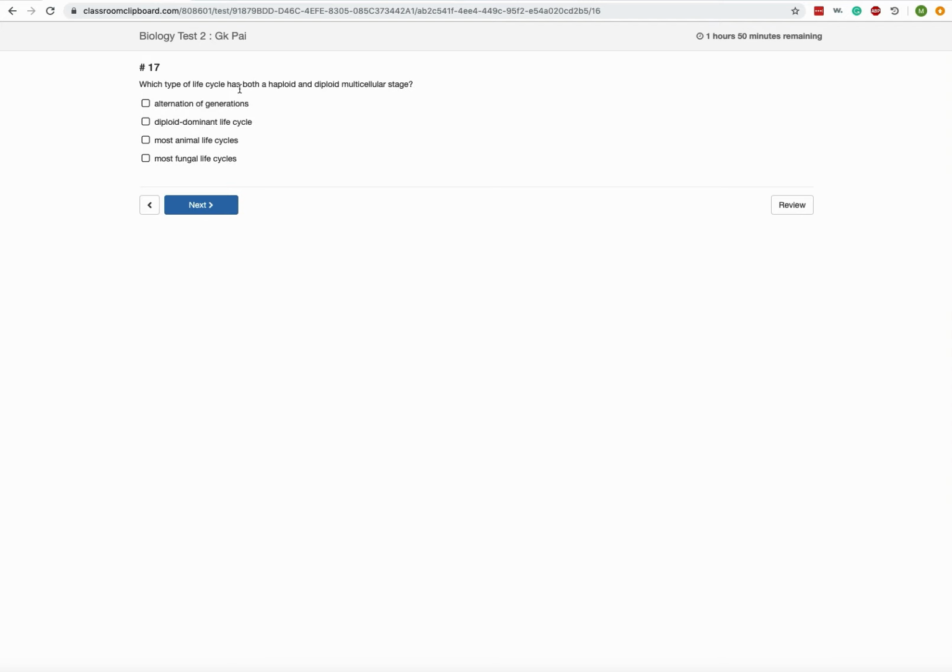What type of life cycle has both a haploid and diploid multicellular stage? That would be alternation of generations, because it'll go back and forth: haploid, diploid, haploid, diploid.